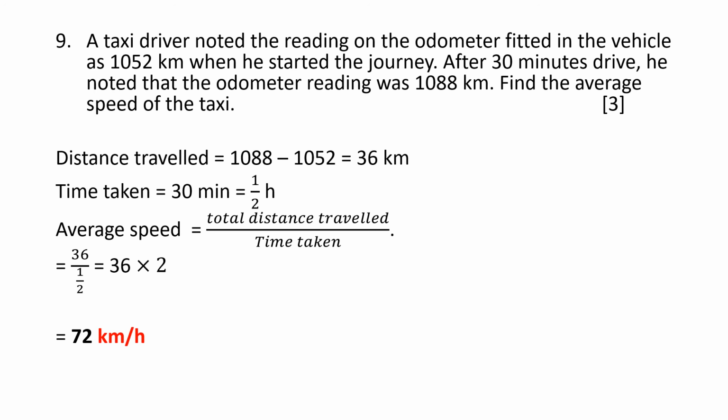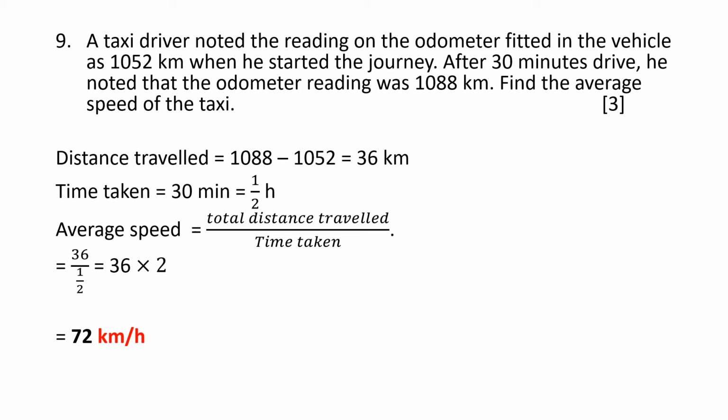You know the odometer is giving you the distance. So at the starting of the journey, the reading was 1052. At the end of the journey, the reading was 1088. So distance traveled is 1088 minus 1052, that is 36 kilometer. Now I can find the speed in two ways, meter per second and kilometer per hour, and I have done both the methods. So here I have taken the distance traveled as 36 kilometer. Now I want the time in hour. So 30 minutes is actually half an hour. Yes, you divide 30 by 60, so you get 1 upon 2.